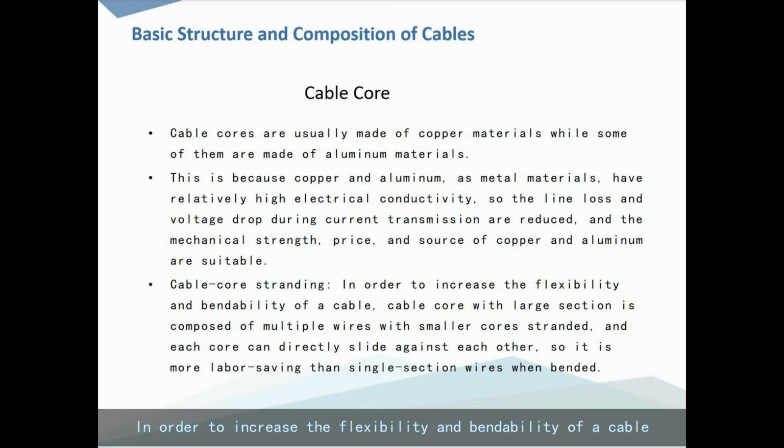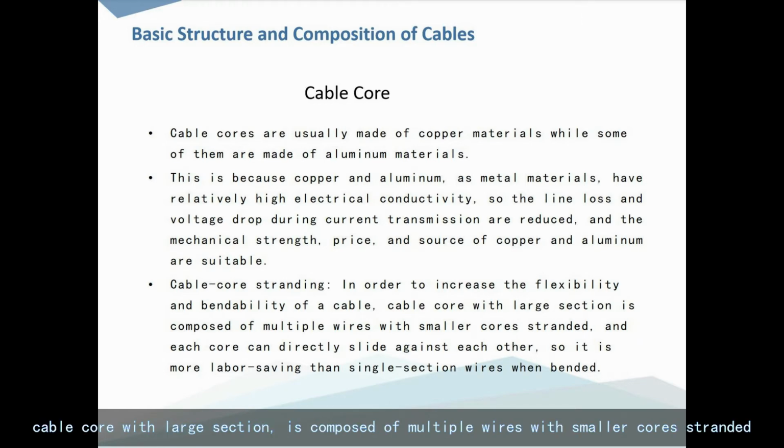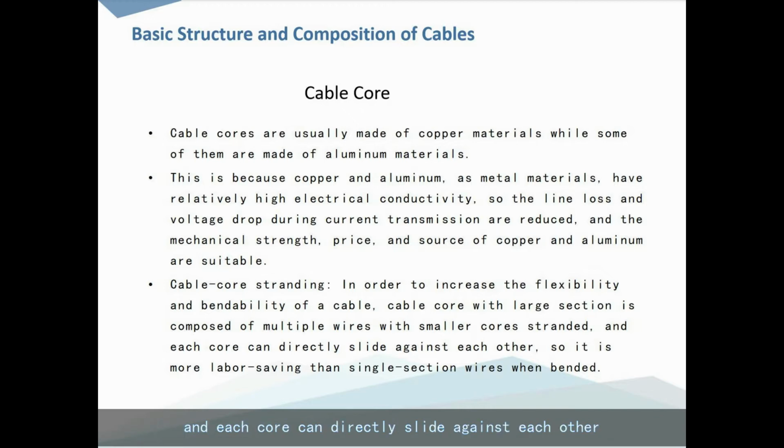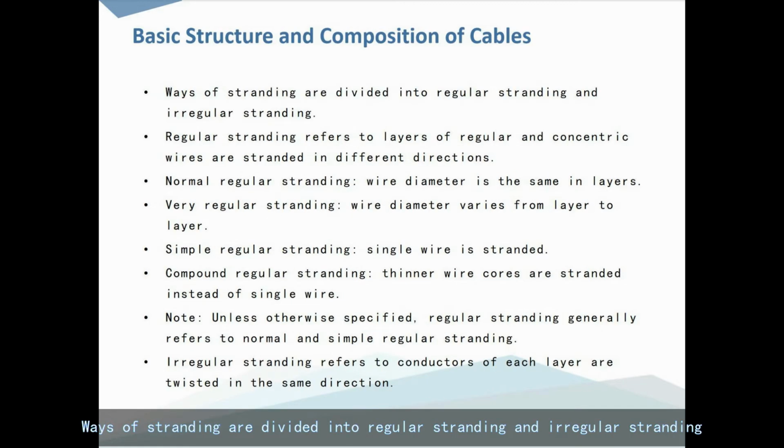In order to increase the flexibility and bendability of a cable, a core with large section is composed of multiple wires with smaller cores stranded, and each core can directly slide against each other, so it is more labor-saving than single-section wires when bended. Ways of stranding are divided into regular stranding and irregular stranding. Regular stranding refers to layers of regular and concentric wires stranded in different directions.